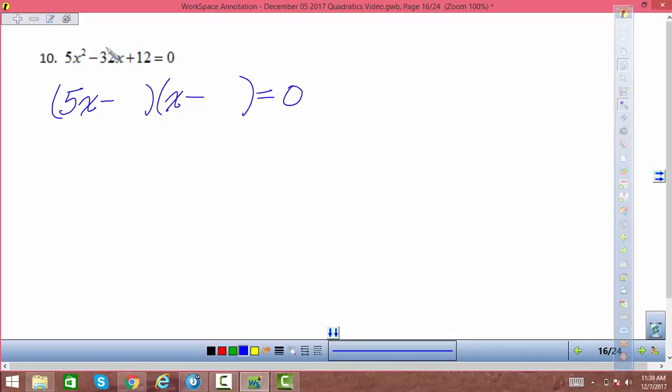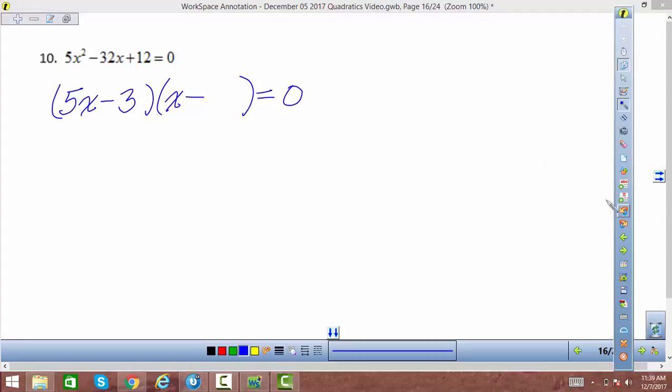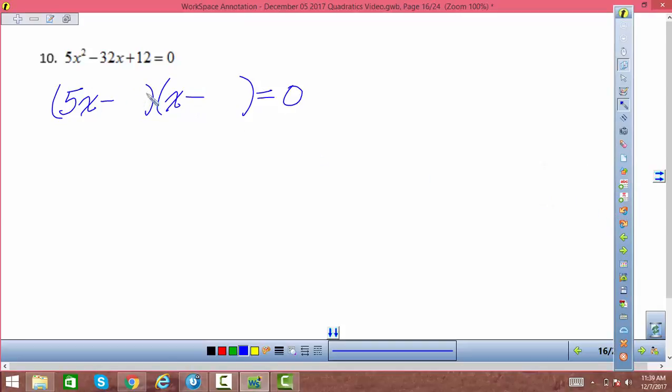So I kind of have an idea from doing the problem before using the other process. So I'm going to go ahead and say minus 6 here and minus 2 here.